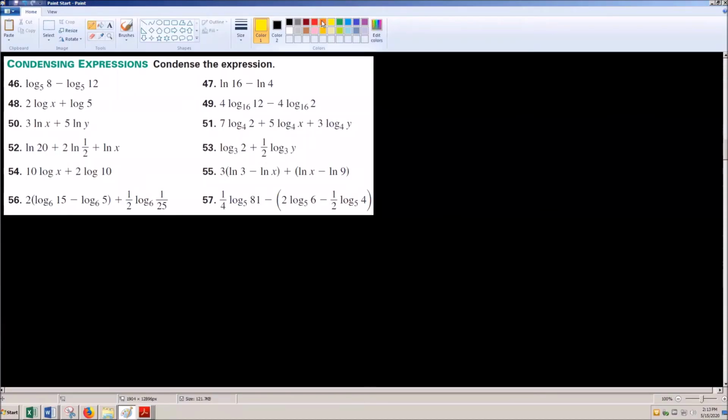So looking at 47 here, we're looking to condense the expression. So here we have natural log of 16 minus natural log of 4. This again has a base of e, and this has a base of e. Since these both have a base of e, I can take these and say this is going to be natural log of 16 over 4. There's my subtraction quotient property. So looking at this now, I'm just going to simplify. I'm going to call this natural log of 4. And I'm done.